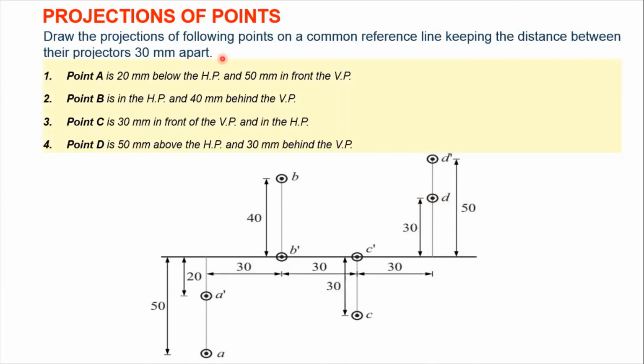And as it is said, you have to draw all the projections on a common reference line, keeping the distance between the projectors 30 mm apart. So we have kept the 30 mm distance horizontally between each of the projectors of the ABCD points.